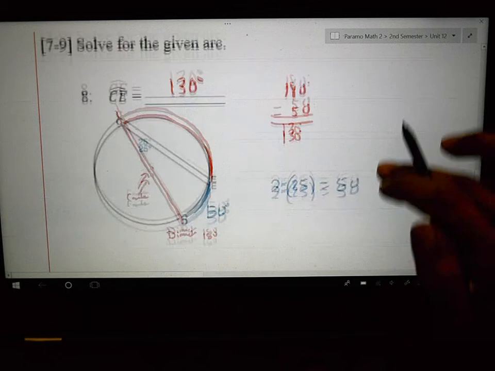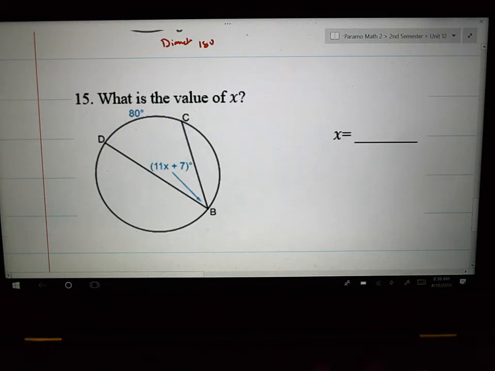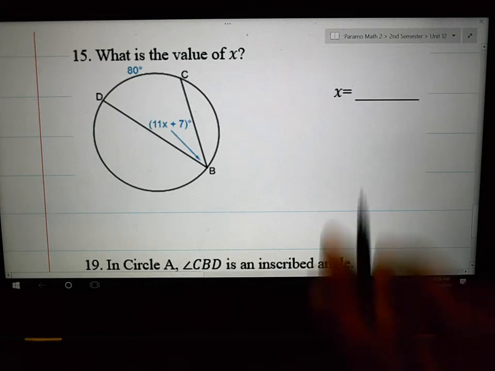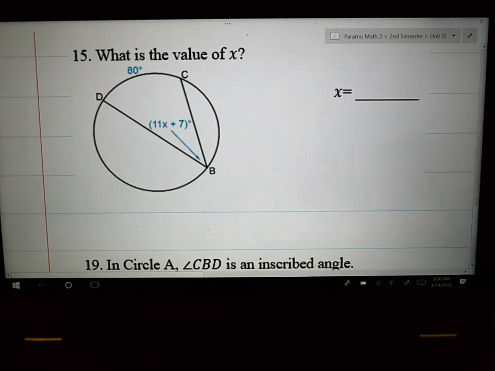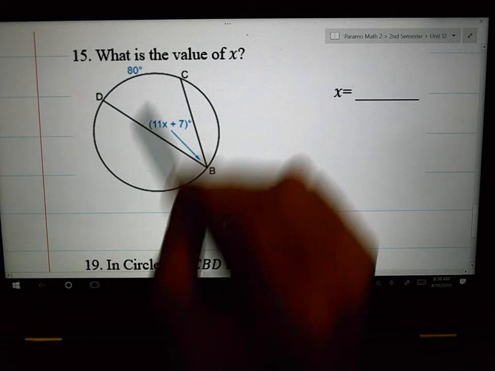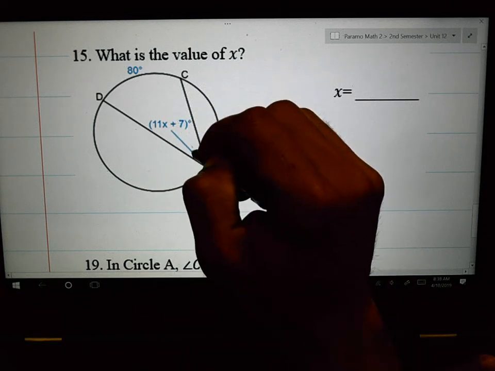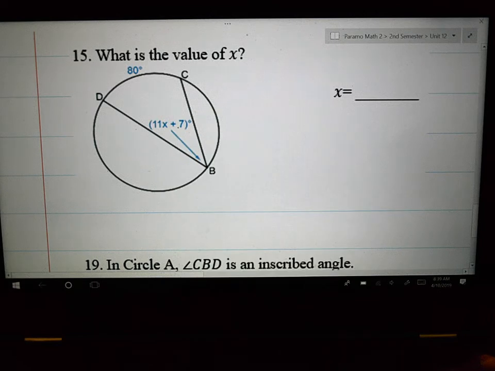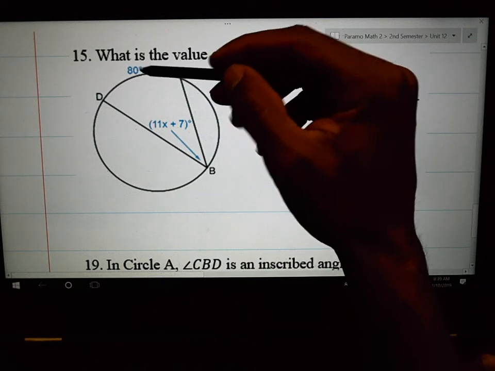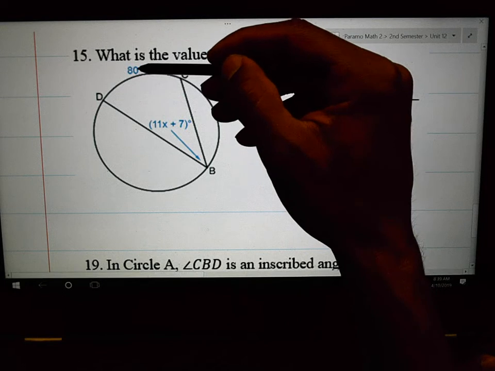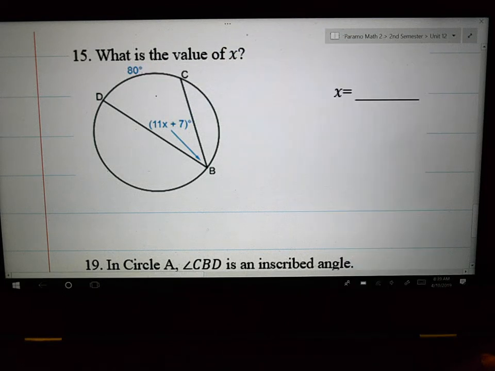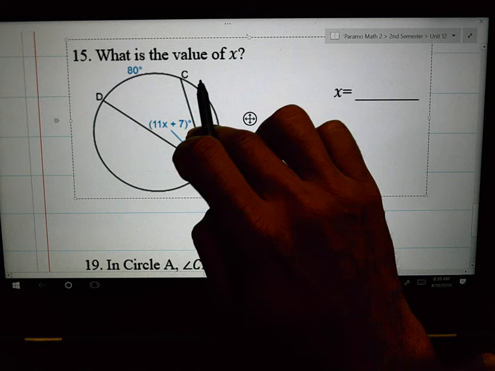Fairly simple. How does it get harder? They're going to throw in some algebra. When they throw in the algebra, some of you will freak out, but it's the same concepts as what you've been doing. So, for example, this says it's 80 degrees. This says that this angle is 11x plus 7. And so you may want to think that this and that are the same, but they are not equal to each other. This is half of that.